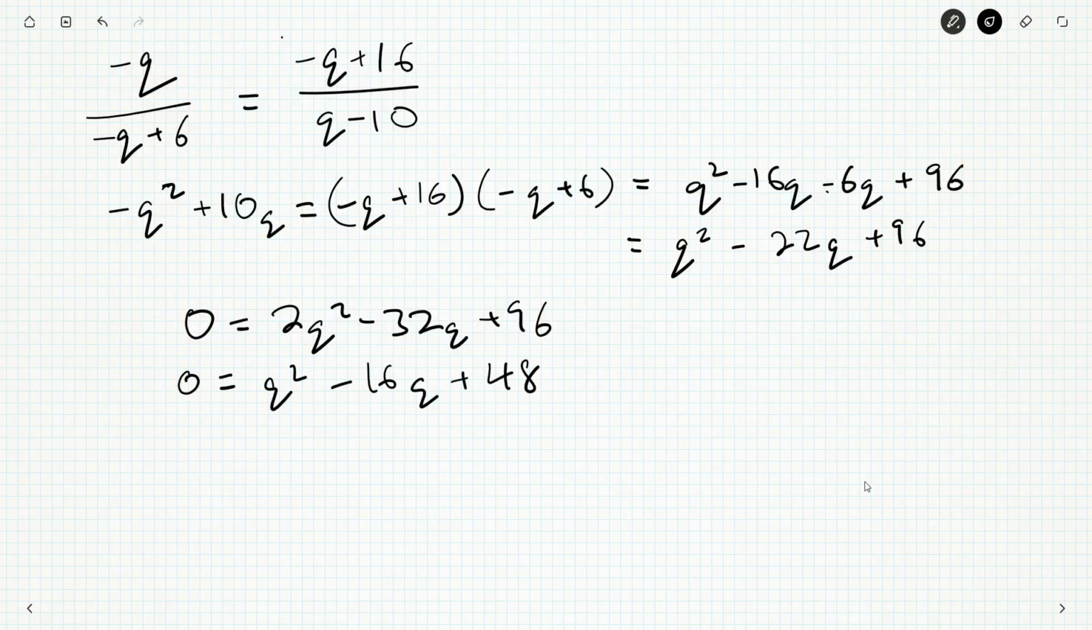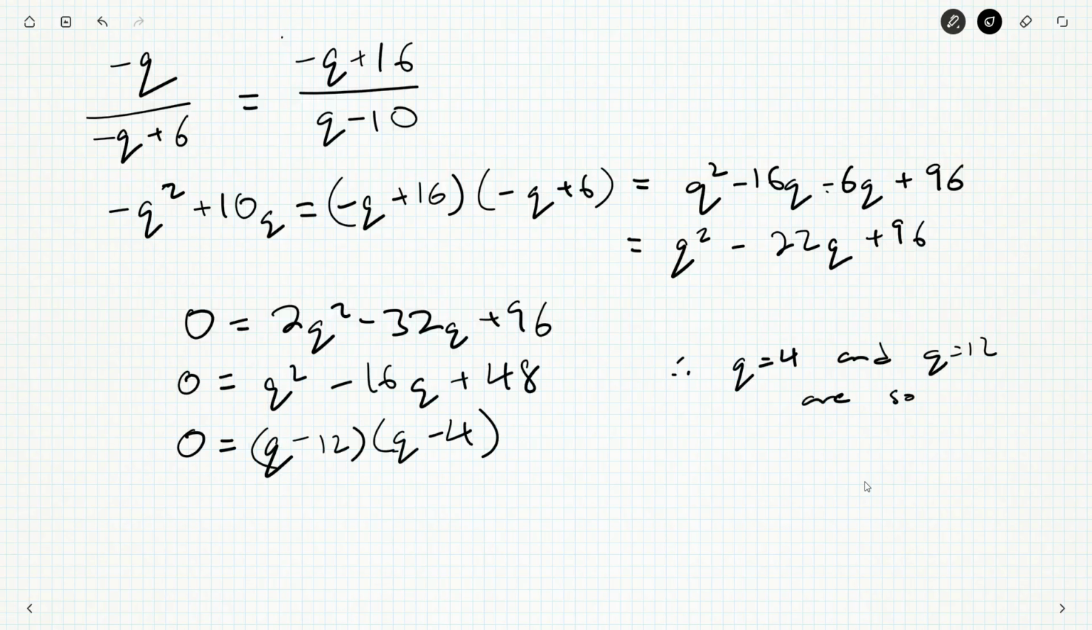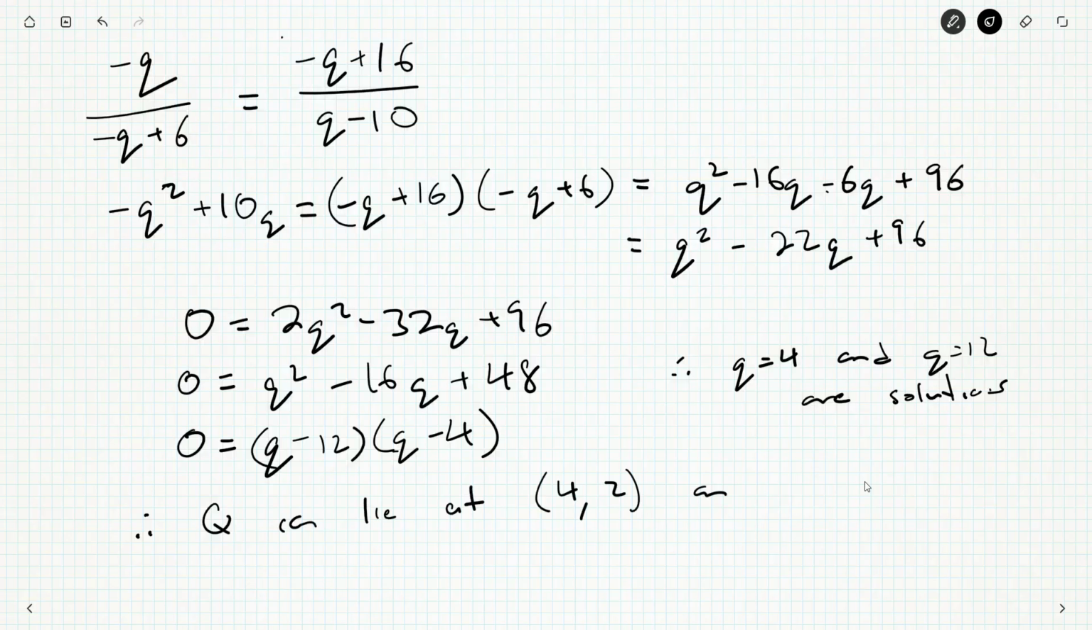And I can factor that in my head. I was about to say we have to use the quadratic formula, but negative 12 and negative 4 will work. So Q equals 4 and Q equals 12 are the solutions. And that tells us that Q can lie at 4, negative 4 plus 6 is 2. And 12, negative 12 plus 6 is negative 6. And those will give right angles. And we'll change that to an OR. But that does it for question 3.